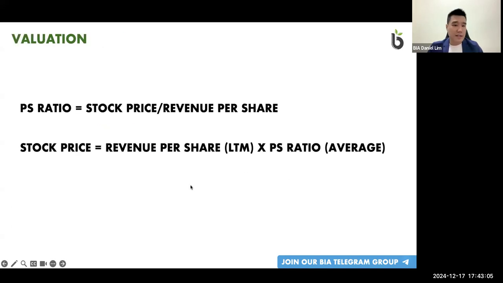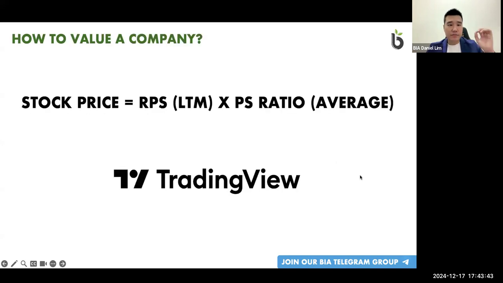Okay, so let's repeat. Price to sales ratio is the stock price divided by the revenue per share. So if you want to know the stock price, that means the real value of the company, you take the revenue per share of the company times the multiple, the price to sales ratio. And this price to sales ratio is the average price to sales ratio that the market is willing to pay. That's how you get the valuation, the real value, the intrinsic value of the company. So stock price equals revenue per share times price to sales ratio, and you will get the valuation.